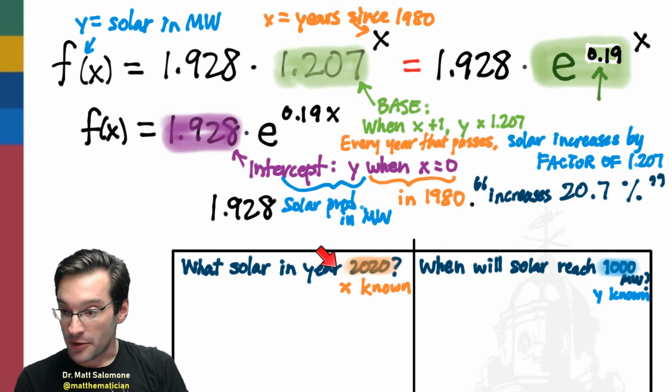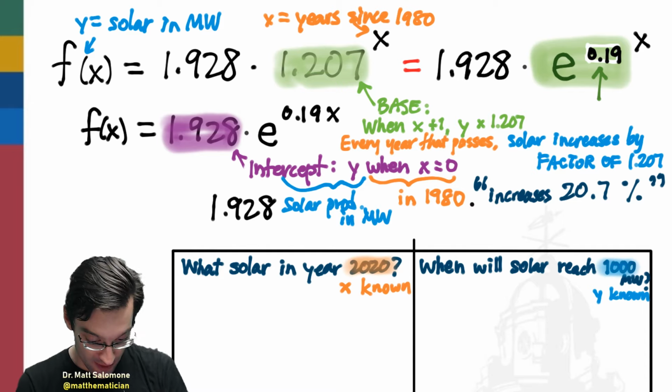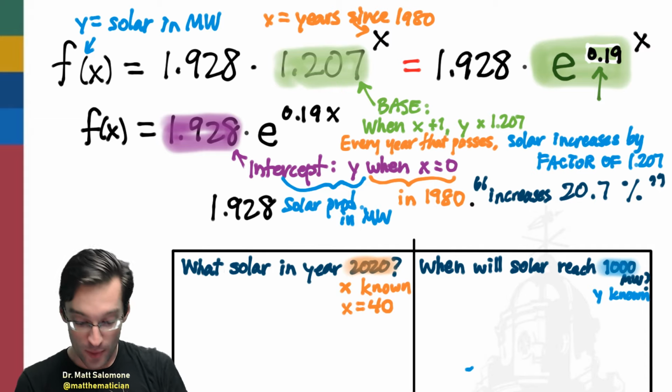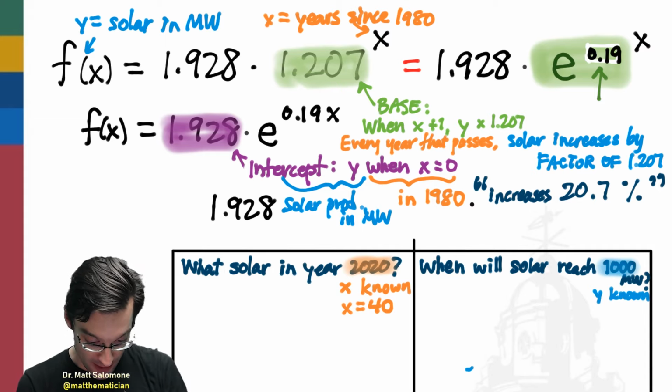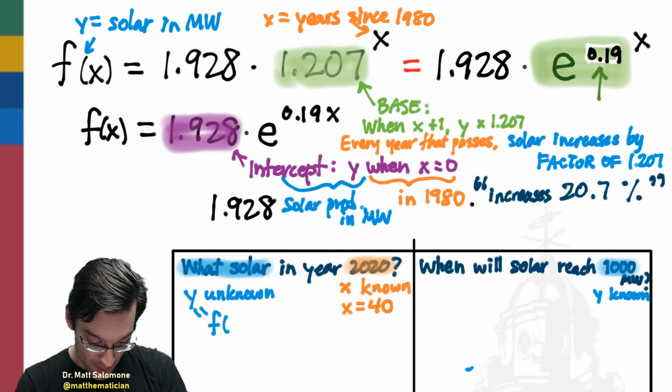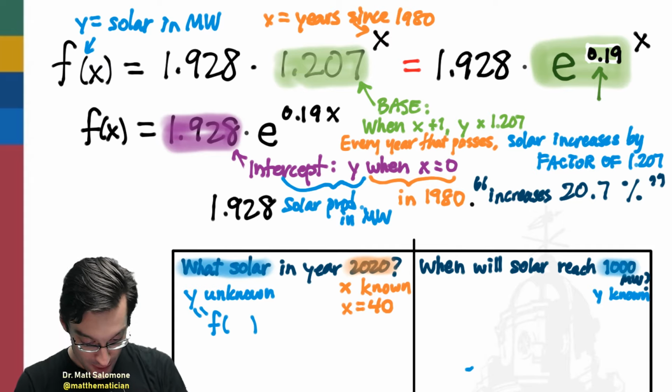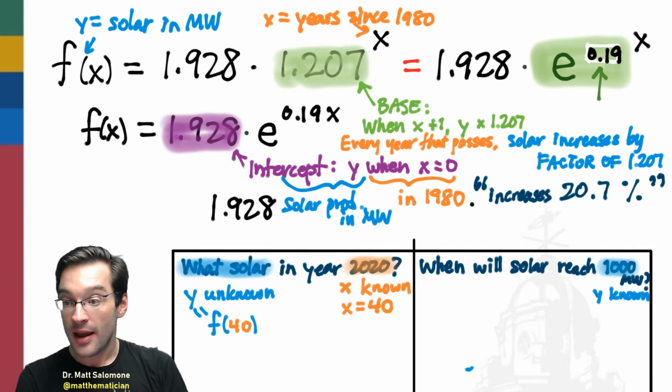So let's start over here. When I know my value for x, x is supposed to correlate to the year 2020. The year 2020 is going to be 40 years since 1980. So x is equal to 40 in my first example here. And so the question is, how much solar energy is going to be produced in that year? In other words, my y is what I'm looking for. Y is unknown. And my y is equal to f of x. But my x value is 40. And so to answer this question, I just have to evaluate f of 40.